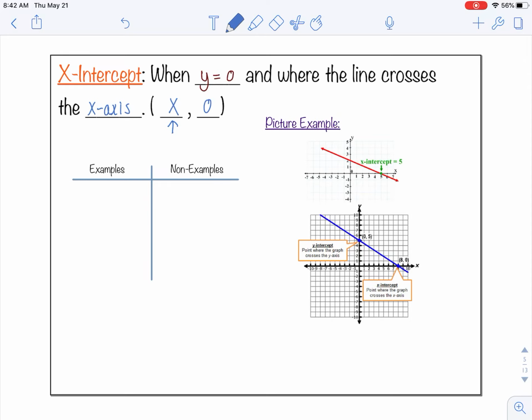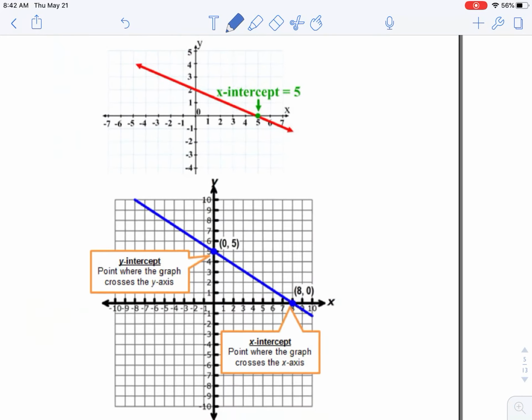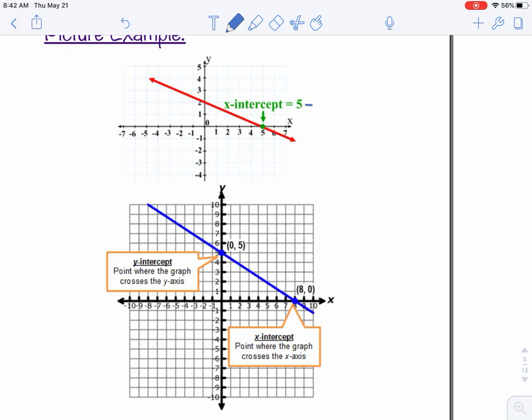So it's where the line crosses the x-axis. You can see here my x-intercept is 5. So it's 5, comma 0. Here I even give you your y-intercept, the point where the line crosses the y-axis. You can see that we have the y value. Okay. 0, comma y, that's our y-intercept.